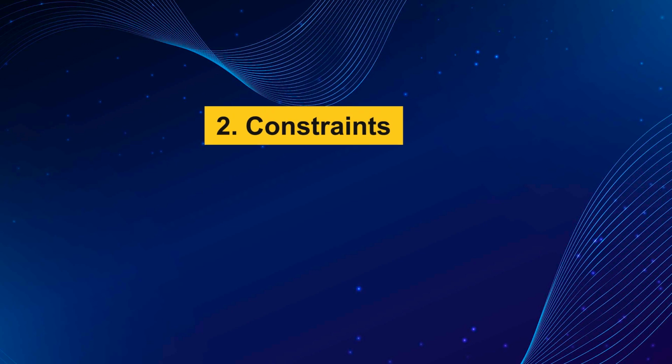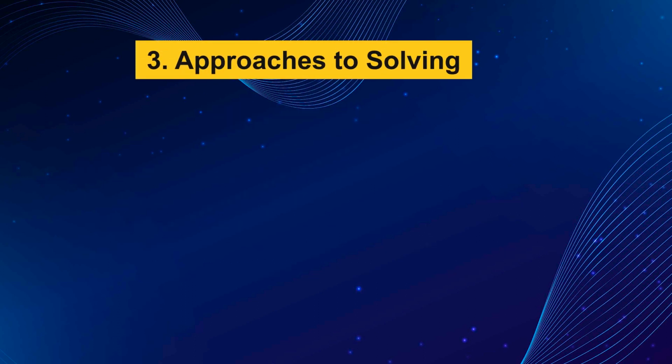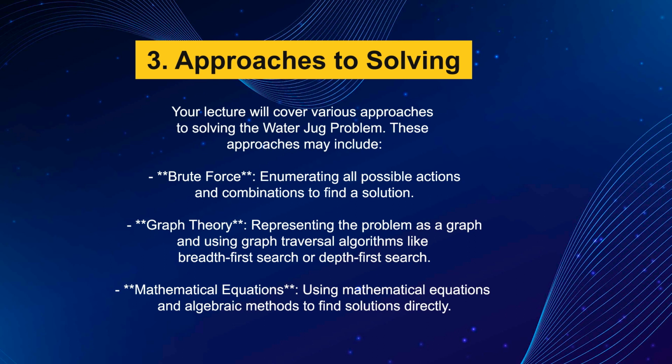The next is constraints, which means the constraints or rules associated with the problem. For instance, some variations of the problem might involve using a limited number of actions, or you may be required to find the shortest sequence of actions. Next is approaches to solving. The next lecture will cover various approaches to solving the water jug problem.